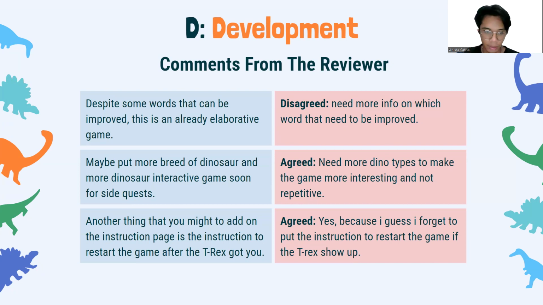And then the last thing is that another thing to add on the instruction page is the instruction to restart the game after the T-Rex got you. Yeah, I agree, because I forgot to put the instruction to restart the game if the T-Rex showed up. So maybe the user is kind of confused when they interact with the jump scare, but you can just press the green flag button to start again.